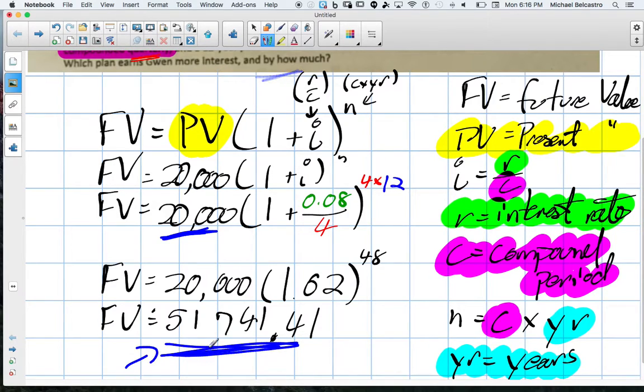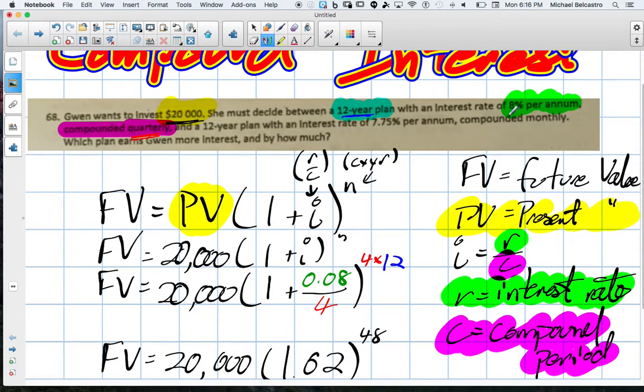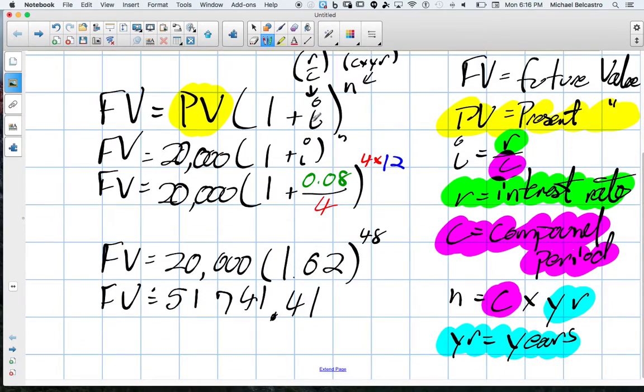So we would take this $51,000 odd and we subtract the $20,000, and it's going to be $31,741.41. That's a great interest rate that we've got here over 12 years. Yeah, it's a really good interest rate. Oh, it's because it's earning 8%. That's absurd. Nobody gives you that much money in life. But that's just the point to know.